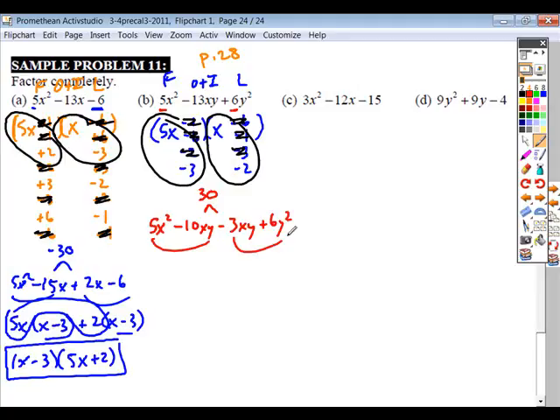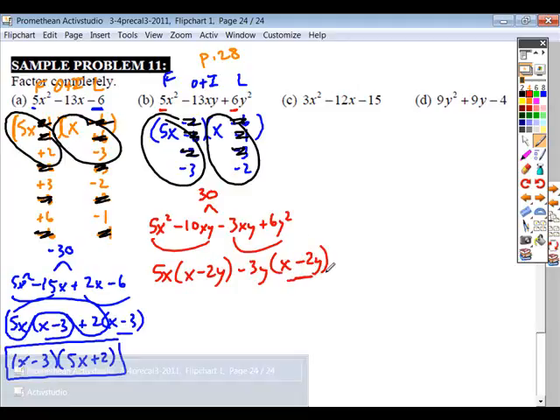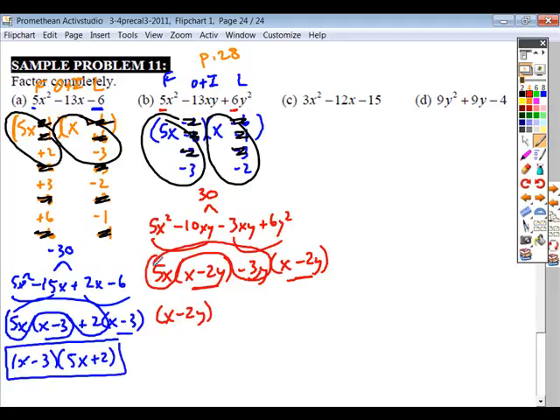Okay, when we look at the first pair of terms, we can remove a 5x, leaving an x minus 2y. From our second pair of terms, we can remove a negative 3y, leaving a positive x and a negative 2y. We now have this common binomial factor, which we can remove, x minus 2y, and the remaining factors of 5x and negative 3y become the terms of our other binomial, 5x minus 3y.